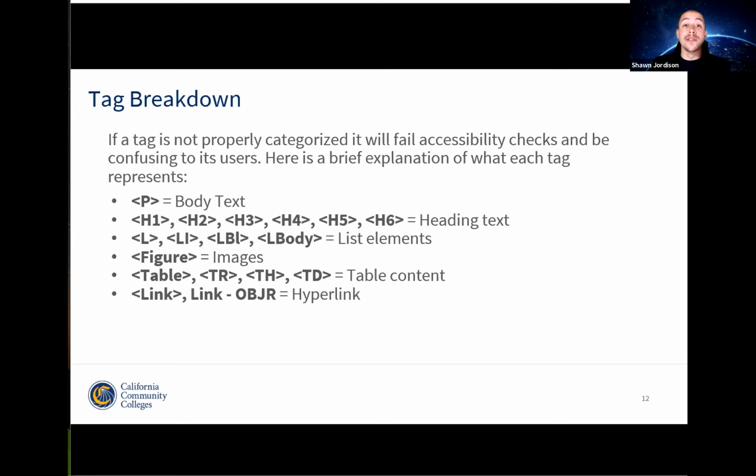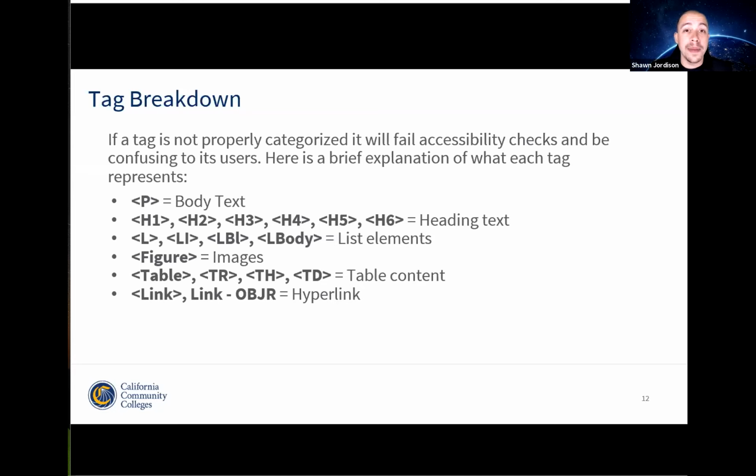Next, we have table tags. So table tags have a very specific structure to them as well. We have our table parent tag. Then every table has to have TR, which are table rows, followed by THs, which are table headers, and then TDs, which are table data. If your table does not have that basic tag structure, it will not be accessible.